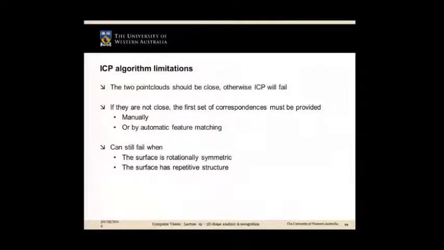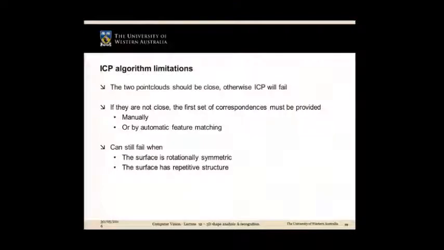And if they're far away, you have to give some corresponding points manually, okay? Or you can use any automatic approach, right? If they are not close, the first set of correspondences must be provided, which could be done manually or automatically. And ICP can still fail when the surface is rotationally symmetric.